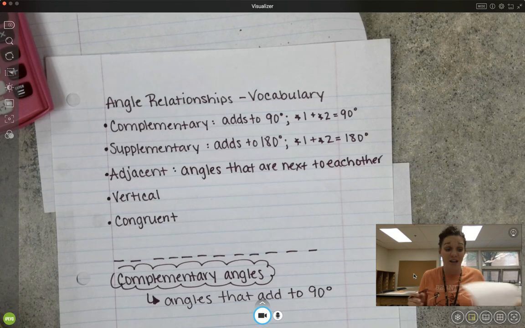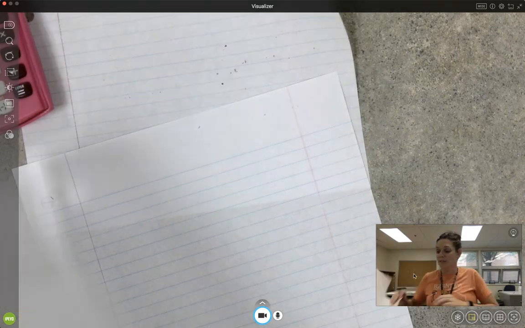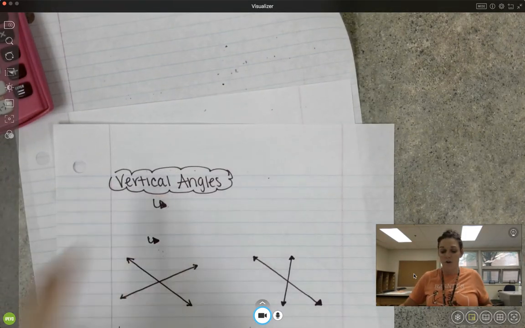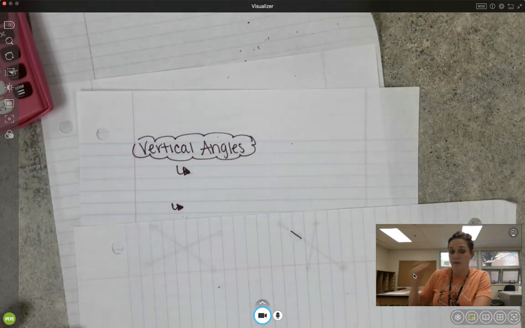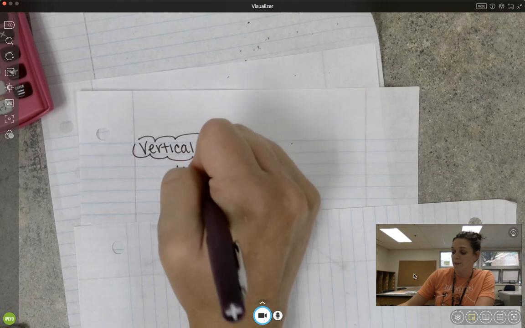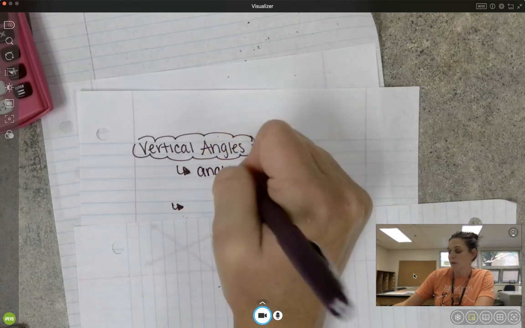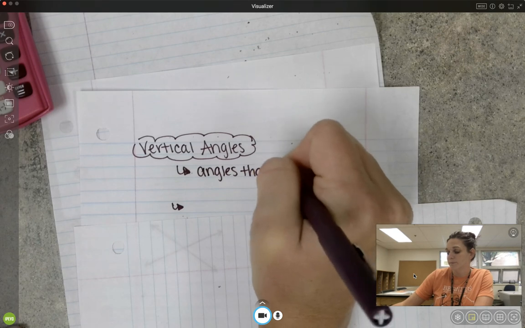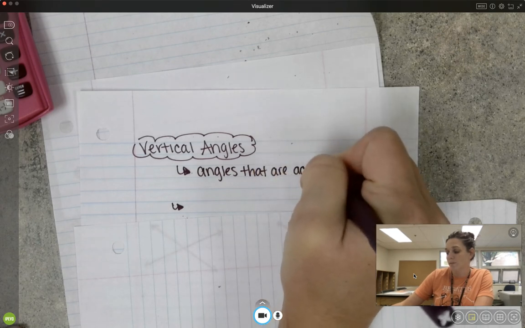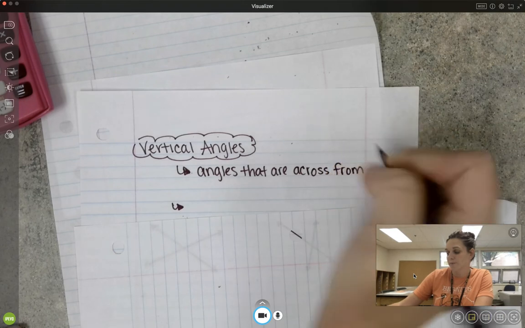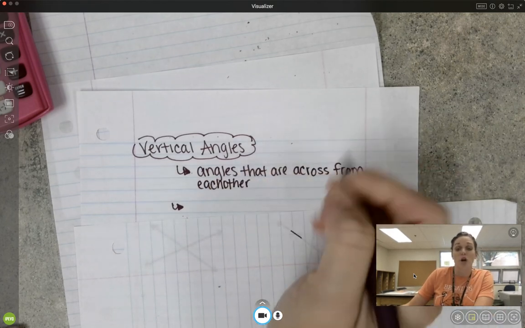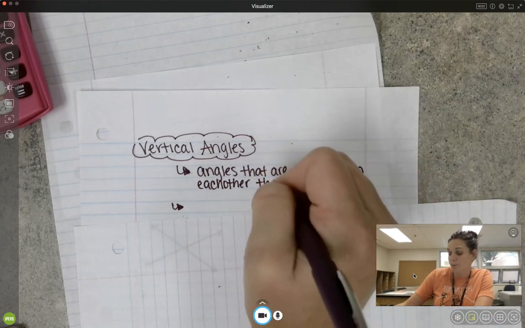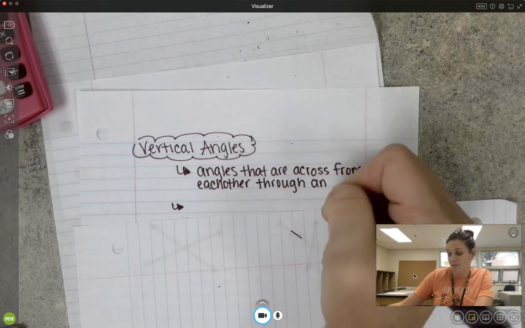All right, we're on our very last component of all of this, and you guys did very well on your pretest with this. It is that of vertical angles. All right, so vertical angles are simply angles that are across from each other. But there's a stipulation. It has to be across from each other through an intersection.